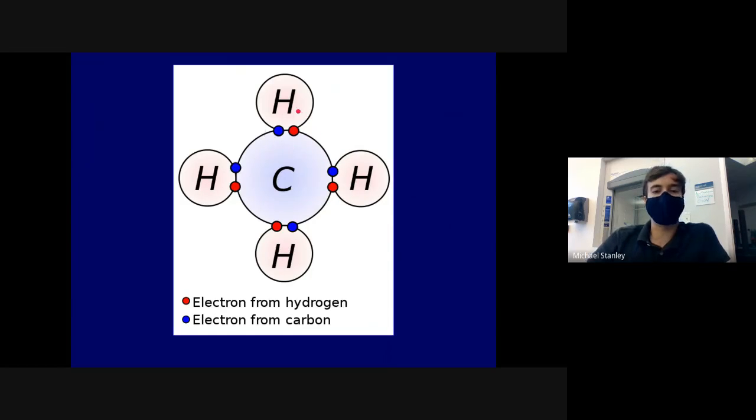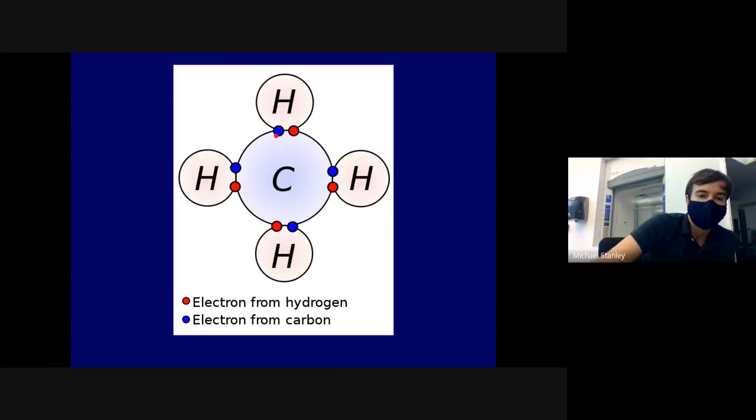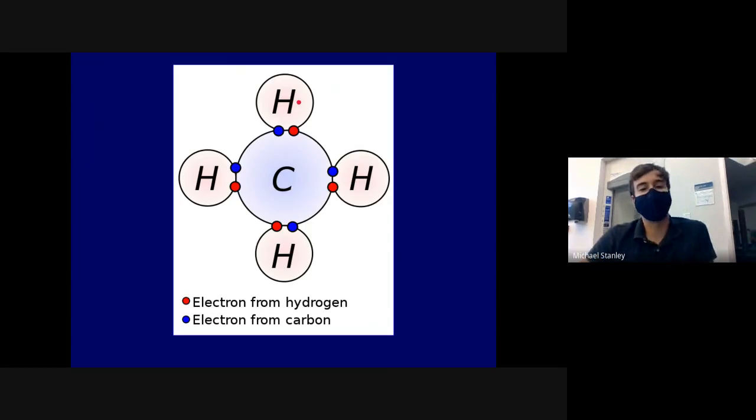Same thing with up here. Carbon's like, hey, second hydrogen, I have another electron that's not paired up with anybody. And the hydrogen's like, okay, I can pair up with that. So they share their electrons with each other. Now this hydrogen feels like he has 2 electrons, and the carbon feels like it has 2 electrons here as well. Same thing happens over here and over here. Carbon shares one of its electrons with hydrogen, and hydrogen shares one of its electrons with carbon.